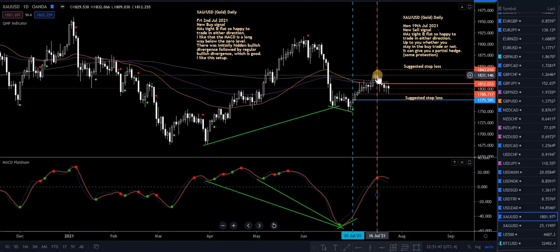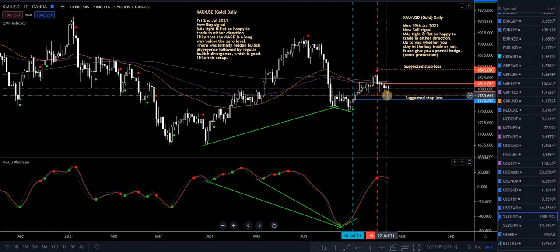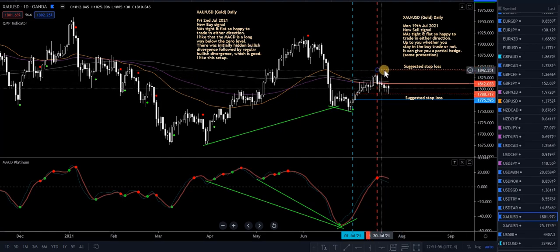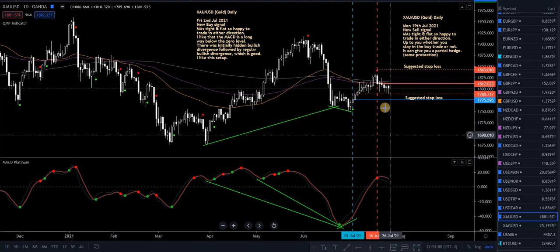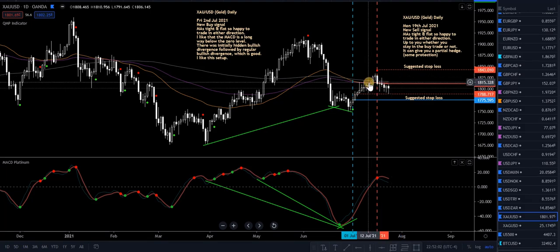Now the last signal was a sell signal. This came very close to the buy stop, not quite, but very close there. Sell stops up here. MACD still above the 0 level. It's all a bit tight at the moment, but it's not bad.